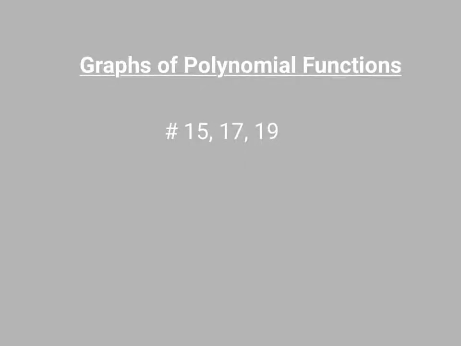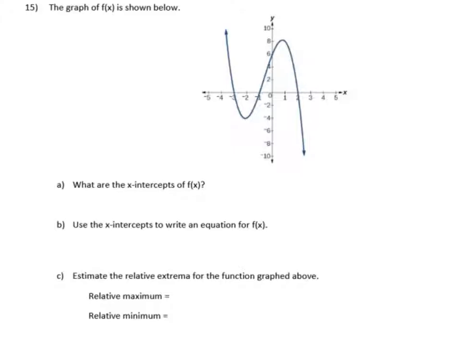So if you could take out your graphs of polynomial functions, we're going to just take a look at number 15, 17, and 19. Okay, so let's start off by looking at number 15. Now, number 15 appears to be a cubic function, right? It appears to have 1, 2, 3 directions.